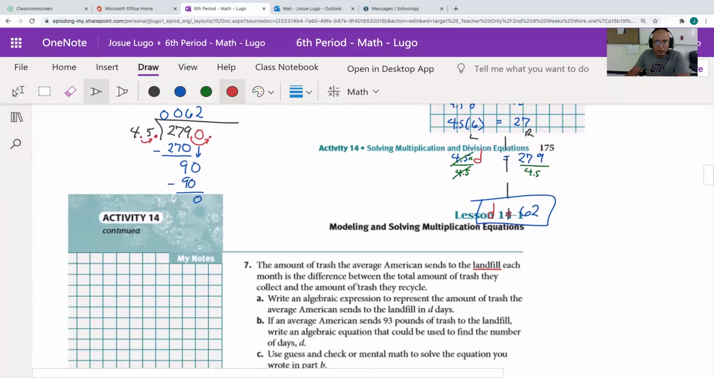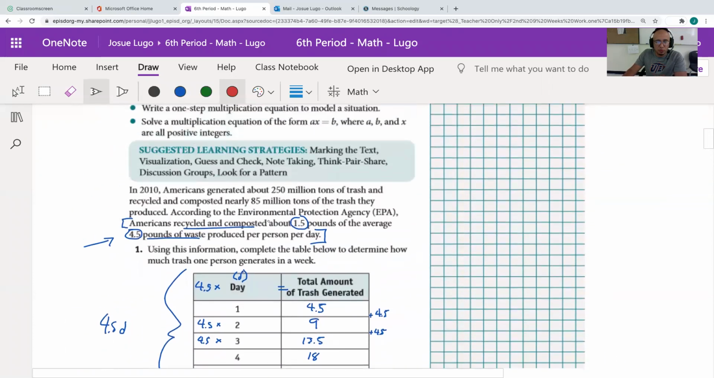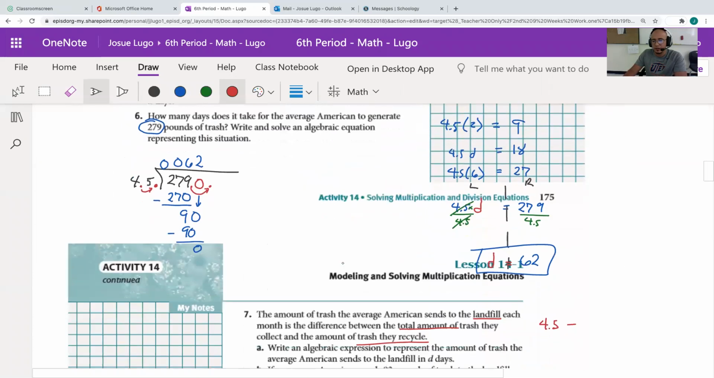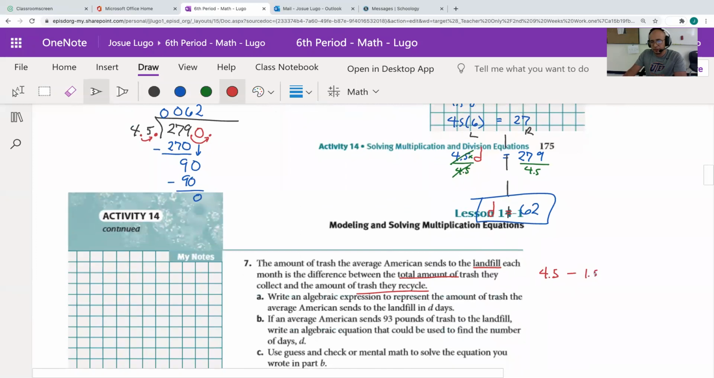Did I do this wrong? No, I did it right. Okay. It is the difference between the total amount of trash they collected and the amount they recycle. So in other words, we're going to do the total amount of trash, which is the 4.5, minus whatever has been recycled, which if we remember from number 1, is 1.5. So that's going to be 3 pounds per day. 3 pounds of trash per day. So that's how much actually goes to the landfill.